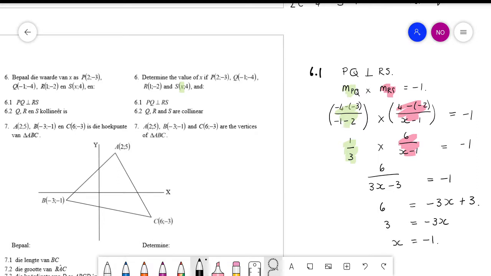Wat ek nou probeer sê, dit is 'n ander manier om hom te doen, is om eers hierdie sommetjie te doen, to get to that first, and then say, therefore we know that the gradient of RS must be equal to -3. So dan werk jy nie met so baie breuke nie. Maar dit maak saak, jy kom op dieselfde ding neer. Okay, everyone happy with that one?